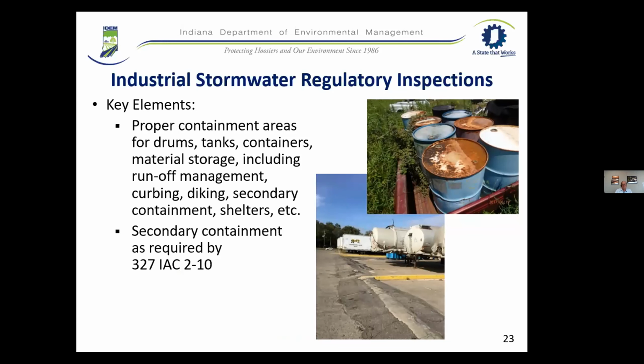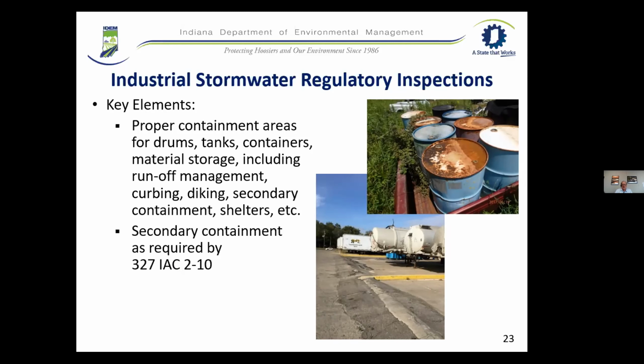Proper containment areas. We're going to be looking at drums, tanks, containers, material storage, runoff management, curbing, diking, secondary containment, shelters at the facility. It's not uncommon to find barrels at a facility that are unmarked, barrels that have material in them that are open, exposed to stormwater or rain events, that are overflowing. These are all part of the facility's operational activities and need to be managed. These are the kind of things, though, that we'd be looking for when we go out to a facility.